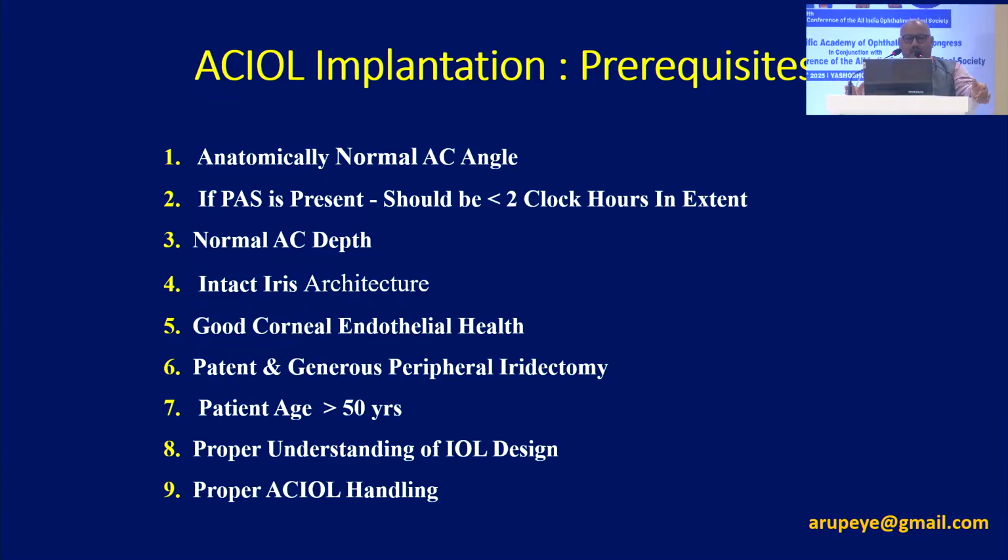The patient should anatomically have a normal anterior chamber angle. If peripheral anterior synechiae are present, they should involve less than 2 clock hours in either meridian. The anterior chamber depth has to be normal. Good standard normal iris architecture is one of the prerequisites. Good corneal endothelial health. There has to be a patent and generous peripheral iridectomy once you implant the ACIOL. I usually prefer to use these lenses in elderly patients, the senior age group. And you must understand the AC lens design and know how to handle it properly.